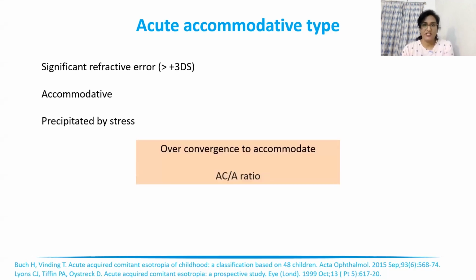So again, the near triad coming into the picture, there is overconvergence because the child wants to accommodate because of the high hypermetropia, and also maybe there is a disparity in the AC/A ratio. So all these factors come into the picture, and the child will have an acute presentation of esotropia. Now, we all know that this particular mechanism also works in what we commonly see in the clinics known as refractive accommodative esotropia or partially accommodative esotropia.